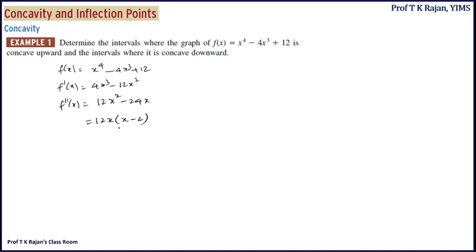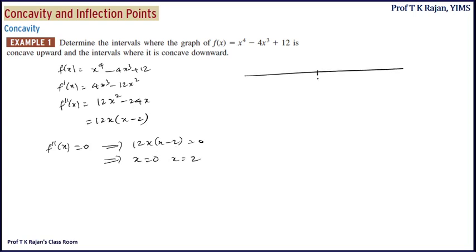Note that f double dash exists. There is no point where f double dash does not exist; at all points, the second derivative exists. Now let us find the points where f double dash x equals 0, which implies 12x(x - 2) = 0, so either x = 0 or x = 2. At these points x = 0 and x = 2, you divide the whole domain. Here the interval is not given, so you have to imagine it as minus infinity to infinity. The domain of this function is R.